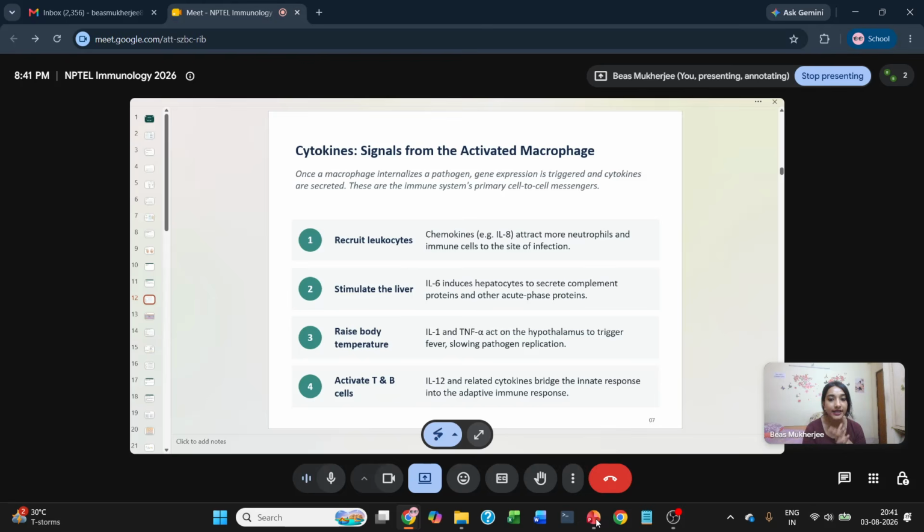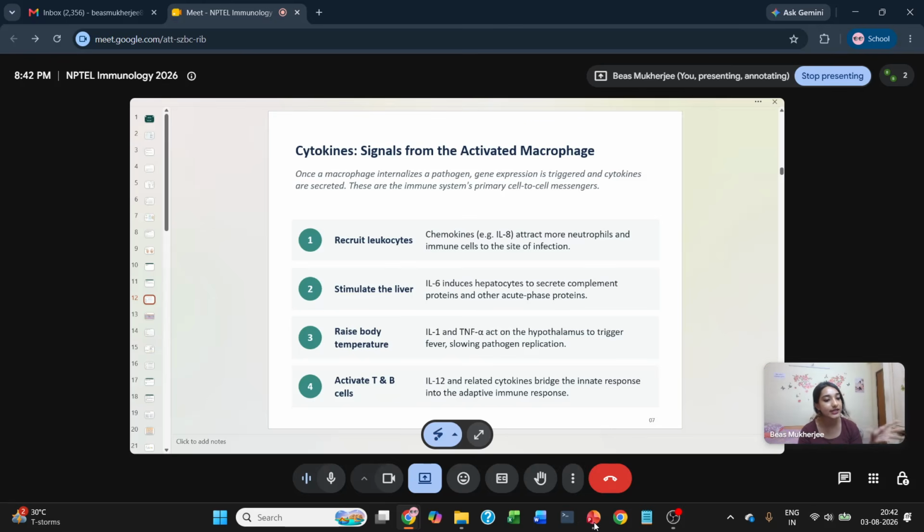Okay, the next thing is raising of body temperature. Okay, and that is fever, so that the pathogen dies, right, slowing the pathogen replication. Then we have interleukin 12. Now interleukin 12 and related cytokines bridge the innate response into adaptive immune response. How? Because interleukin 12 promotes the production of TH cells, so T helper cells. Okay, right. So we will see whether it is TH1 or TH2 cells.